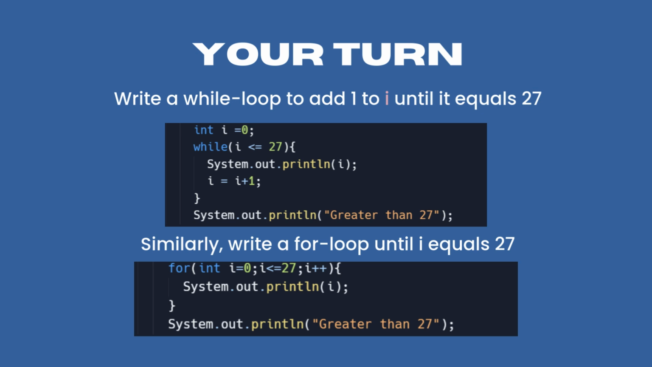Now, you can try writing a while loop to add 1 until I equals 27. Try writing the same with a for loop now. Once you're done with your attempt, you can come back here and verify it with my answers.